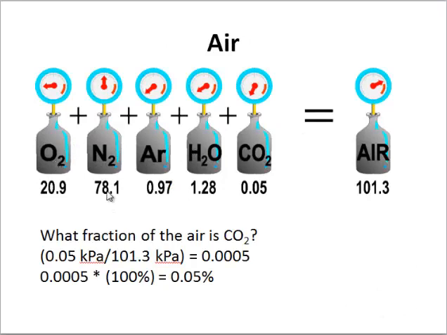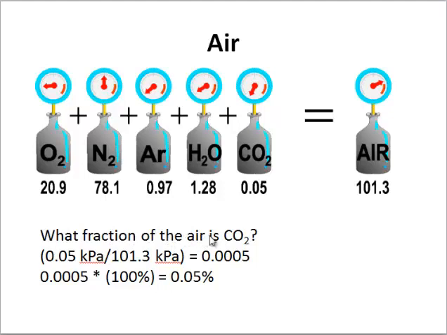Air is a mixture of oxygen and nitrogen and argon and water. The amount of water varies. And carbon dioxide. Here are the partial pressures of each of these gases in kilopascals. Oxygen's 20.9, nitrogen 78.1, etc. It sums to 101.3 kilopascals on a typical day. This is roughly 1 atmosphere, or the total pressure of air on a typical everyday basis.